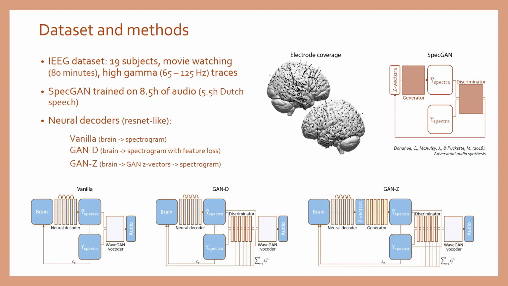Third, the GAN-based neural decoder, termed GAN-Z, was trained on brain input to predict latent vectors that were then input to the generator of the speech GAN to produce the audio spectrograms. The GAN-Z decoder also minimized the additional feature loss during training. We used another pre-trained neural network called Parallel WaveGAN to synthesize speech waveforms from reconstructed spectrograms.